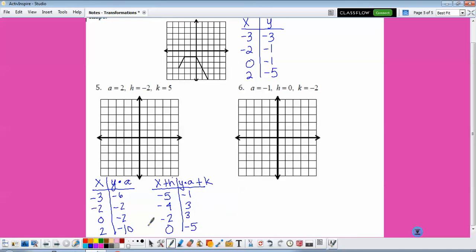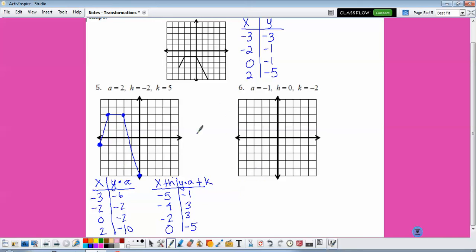The last chart you write is the chart that you're going to graph. So -5, -1, -4, 3, -2, 3, and 0, -5. So the graph got stretched out and it moved over and up.